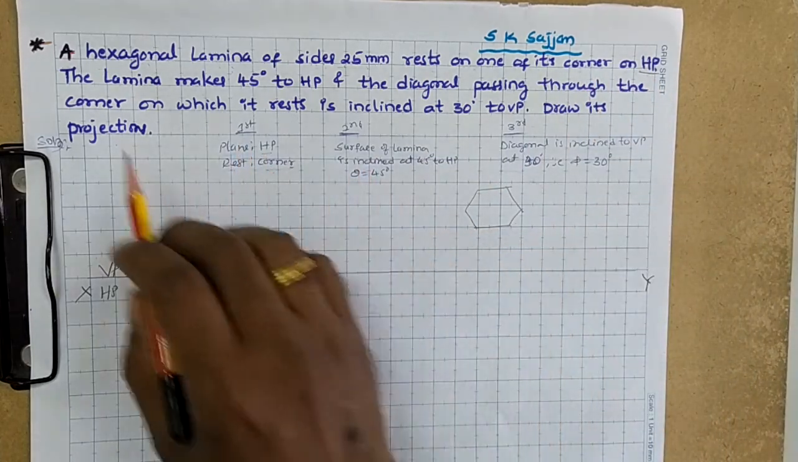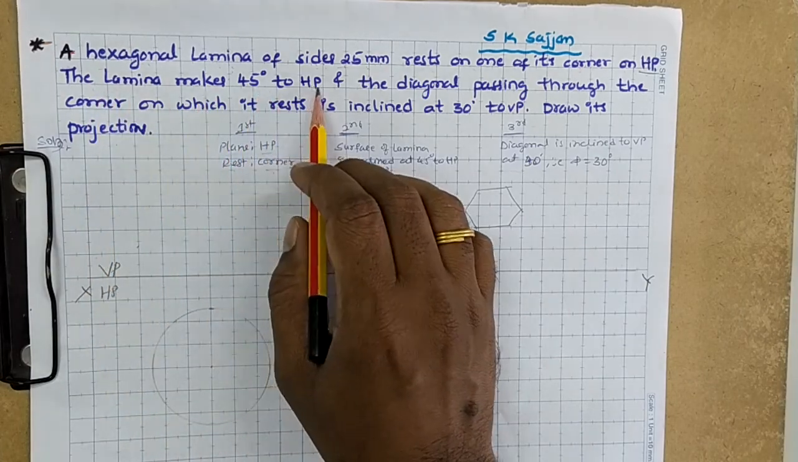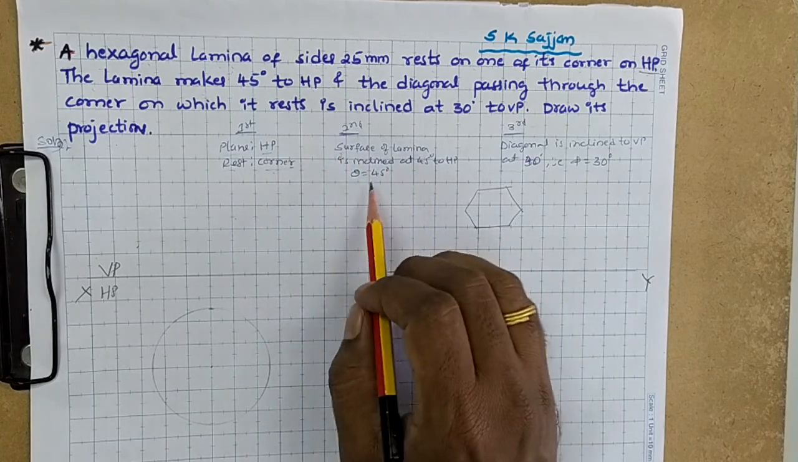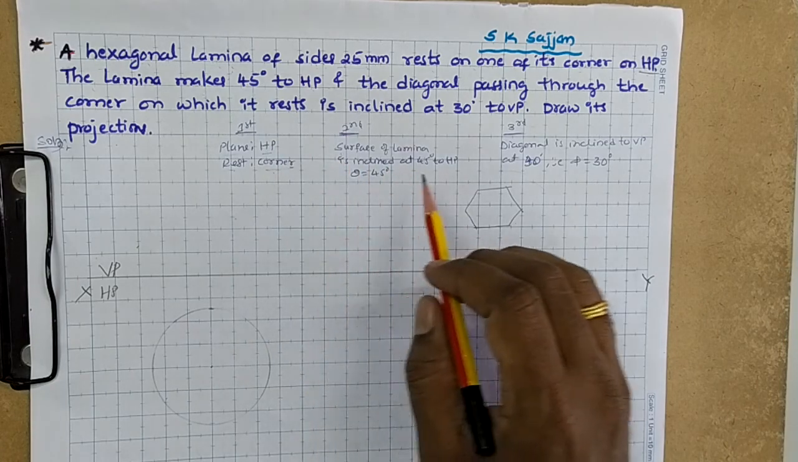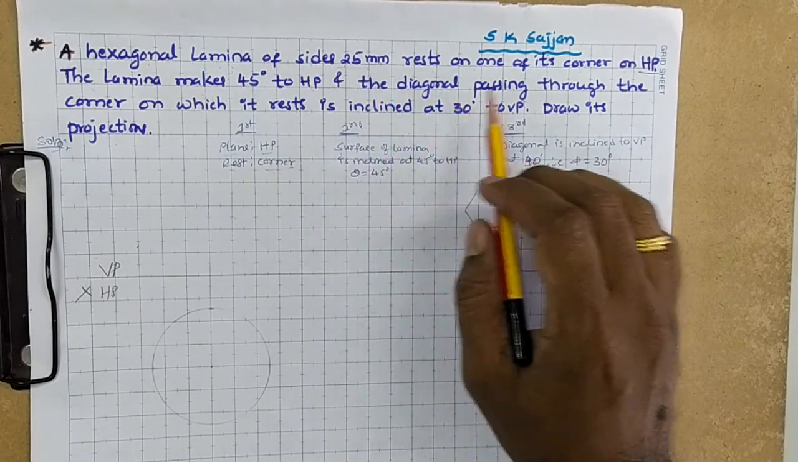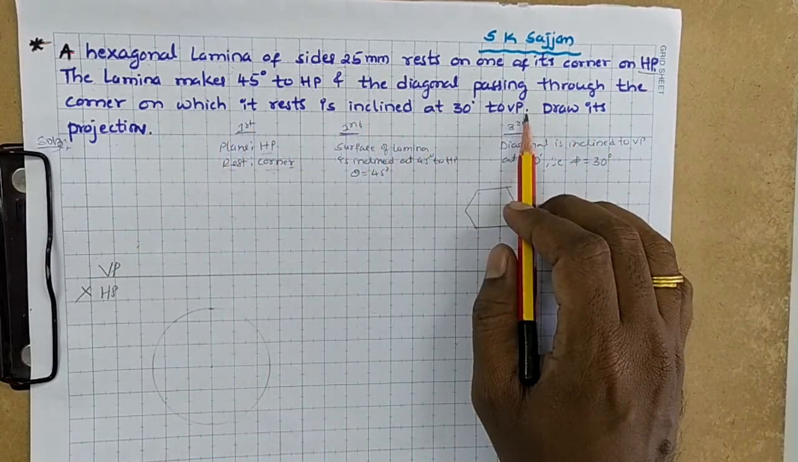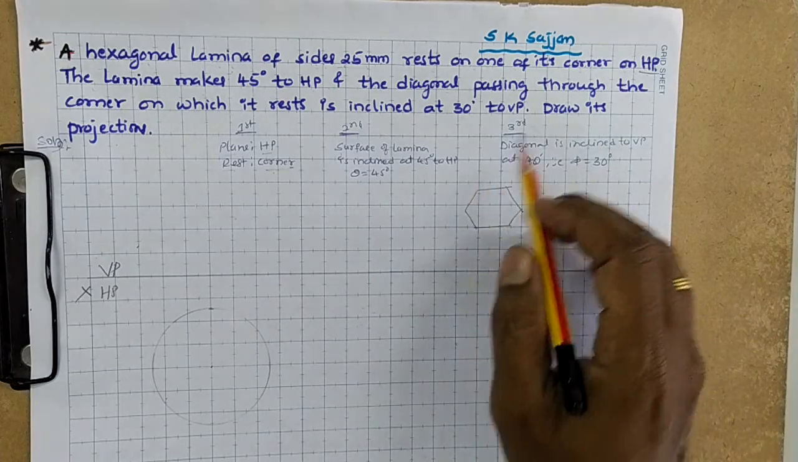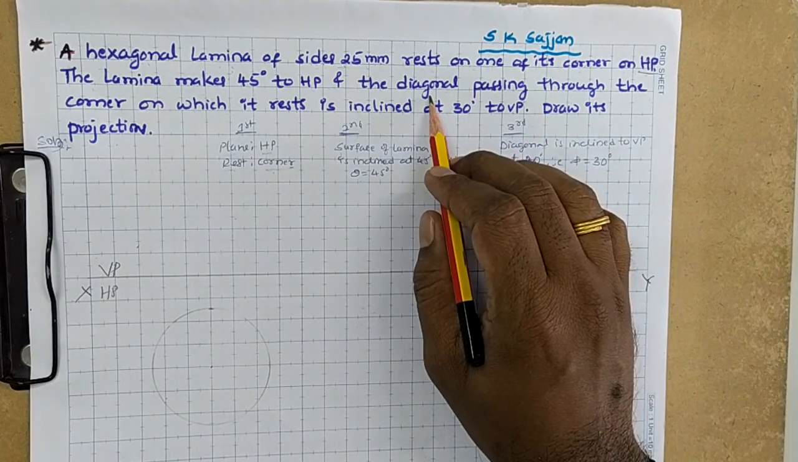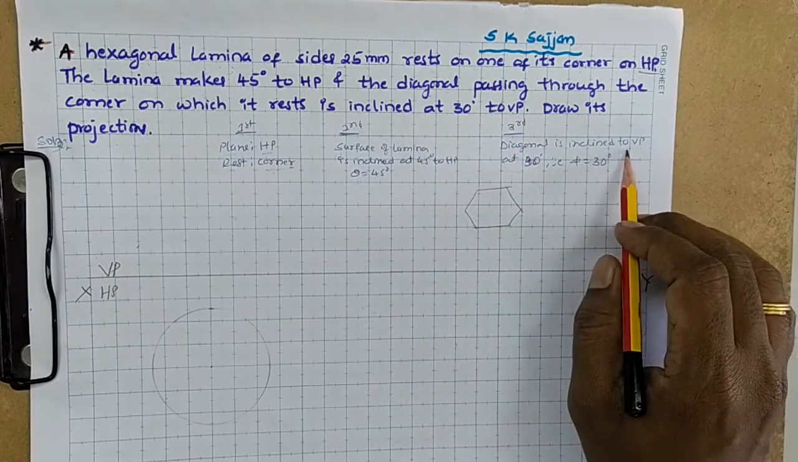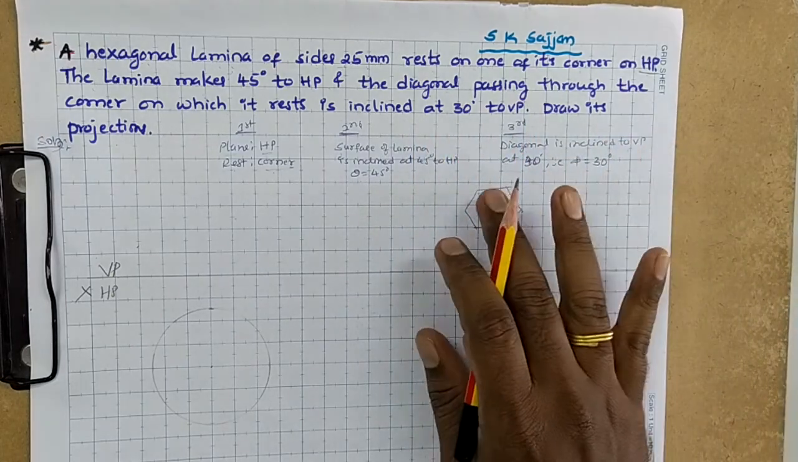Second portion: the lamina makes 45 degrees to HP, or the surface of the lamina makes 45 degrees to HP. That is, theta is given as 45 degrees. For the third portion, the diagonal passing through the corner on which it rests is inclined at 30 degrees to VP. First I will write what is given. Diagonal is inclined at 30 degrees to VP. These are the given data.